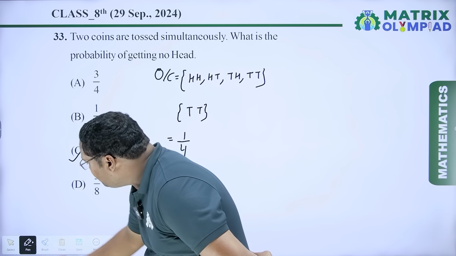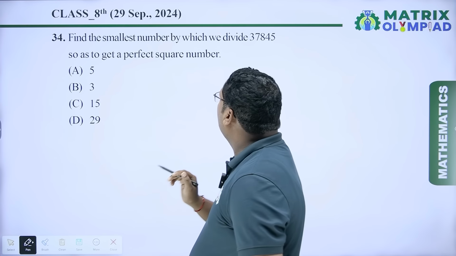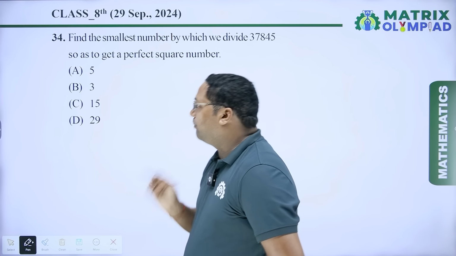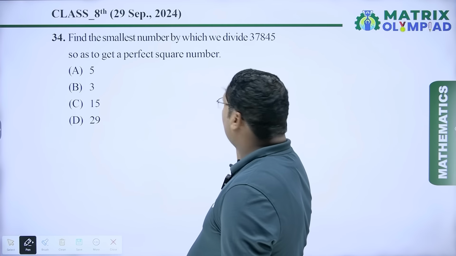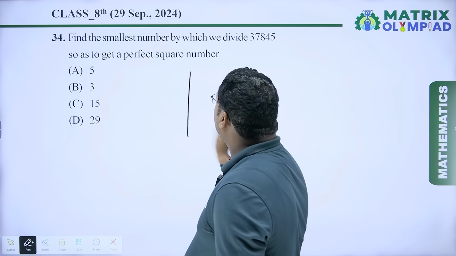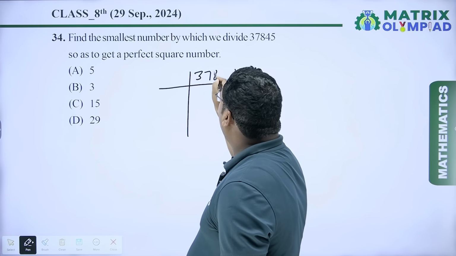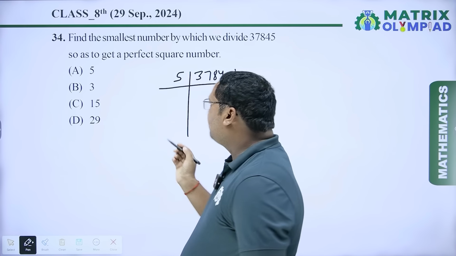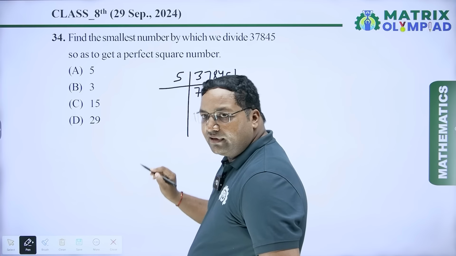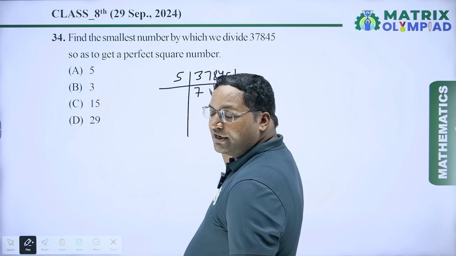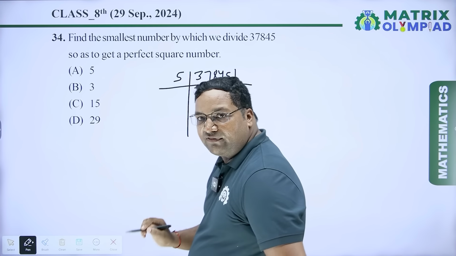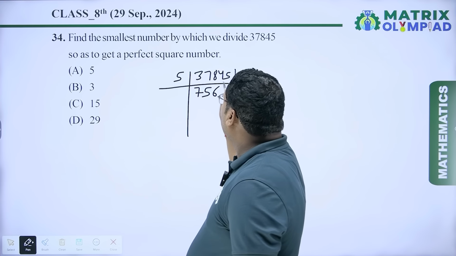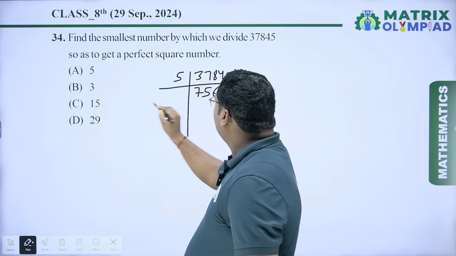Now coming to the next question, 34. Find the smallest number by which we divide 37845 so as to get a perfect square number. So here we have to take the prime factorization of this number. The number is 37845. This number is divisible by 5, so I have to divide this number by 5. 5 7s are 35, remainder is 2 and this number is 8, so 28. 5 5s are 25, remainder is 3 and this number is 4, so it is 34. 5 6s are 30, and it is 45, and 5 9s are 45.